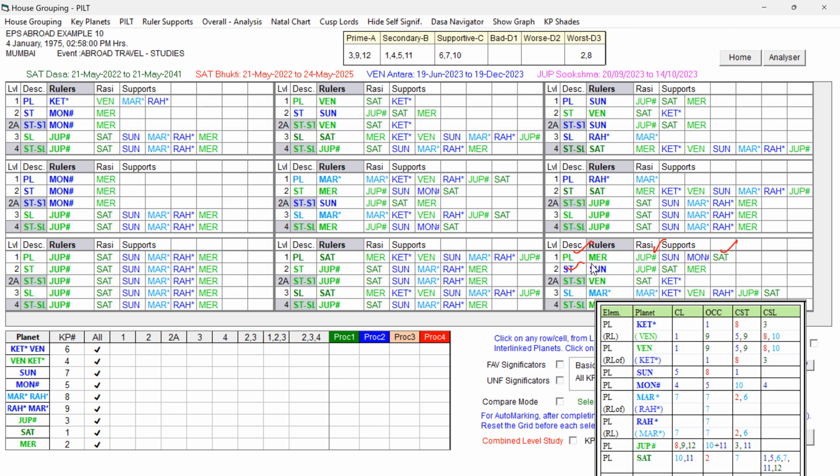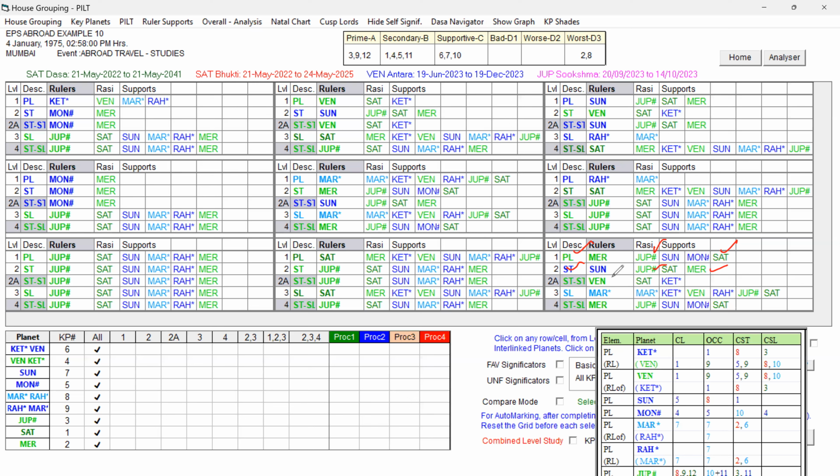Okay, so now Sun is having 581. It is supportive for studies and also travel. And you can see that Sun has Jupiter and Mercury, so that way it has favorable key planets in its support. It means what? The star lord planet is blue, but has all three key planets in its support.